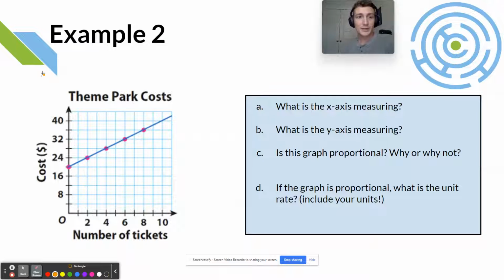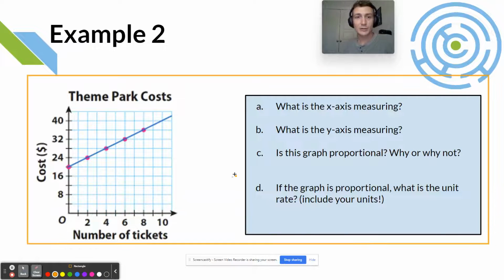Now, you're going to need to write this whole thing down every time, y'all. So, theme park costs. You're going to like me on this one, though, because there's a little bit less. What is the x-axis measuring? Now, I'm going to tell you this. You should know this by now. Our x-axis is the number of tickets, and our y-axis is the cost. That's simple, y'all. So let's go ahead and go back, draw my little pen connectors here.